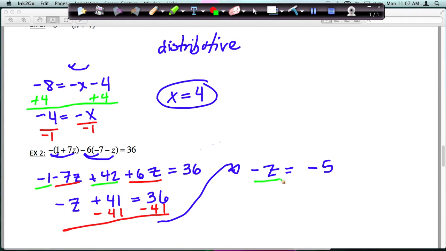And then the same thing, you can just change the signs here if you want, or I'll show you again. I'm going to multiply or divide, in this case I'll write it as division, by a -1 to get rid of that negative sign in front of the z. You could also do the shortcut and just change both the signs, which is basically what you're doing. So this becomes z equals a positive 5.